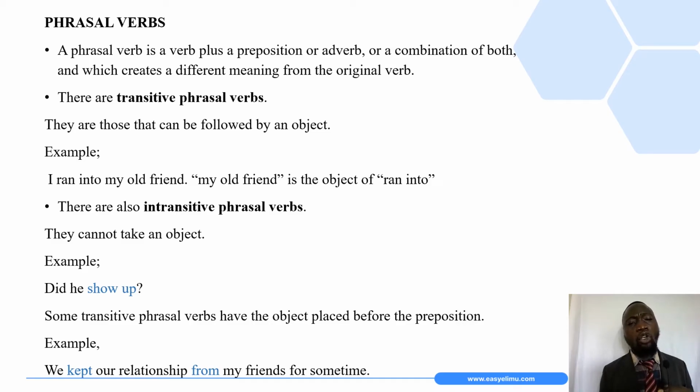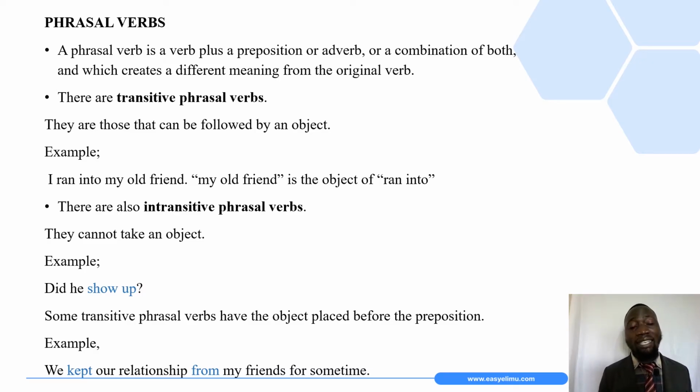There are also intransitive phrasal verbs. These are phrasal verbs that cannot take an object, so they make sense without one. An example that we have is: did you show up? The phrasal verb in the sentence is show up.